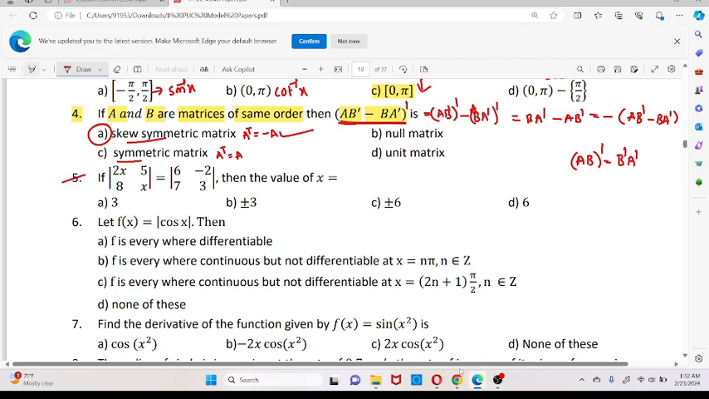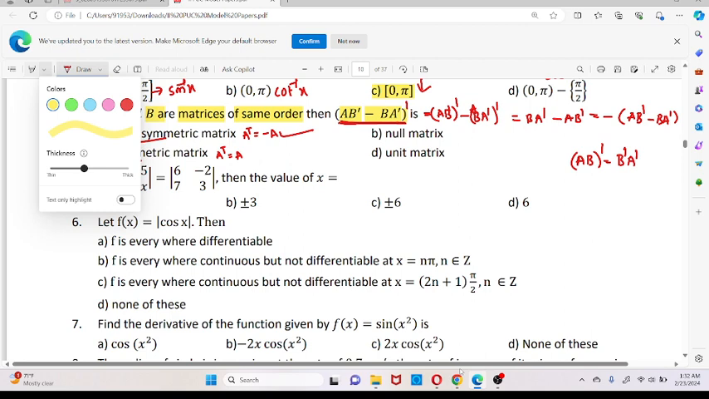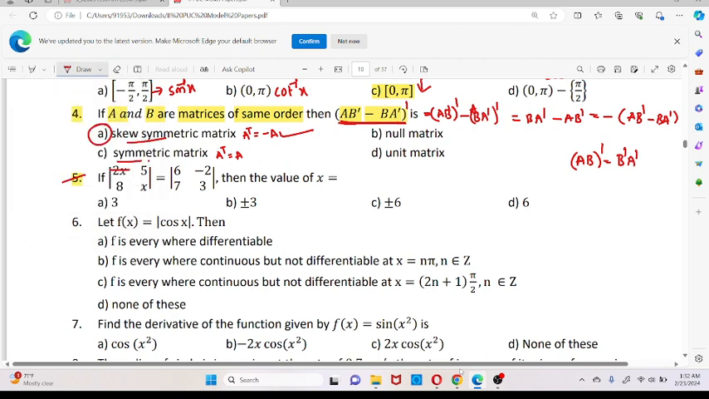Let me go with the fifth question here from the chapter Determinants. See, if determinant of 2x 5 and 8x, which is equal to determinant of 6 minus 2 7 3, then the value of x, he has asked.